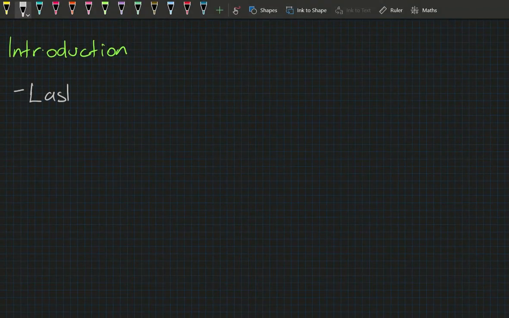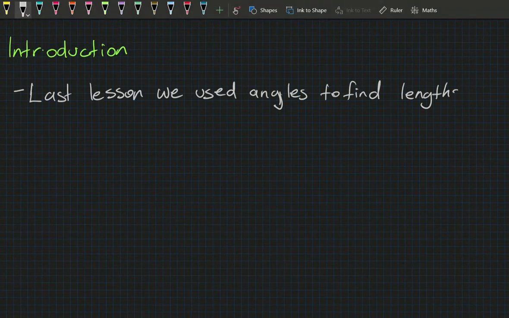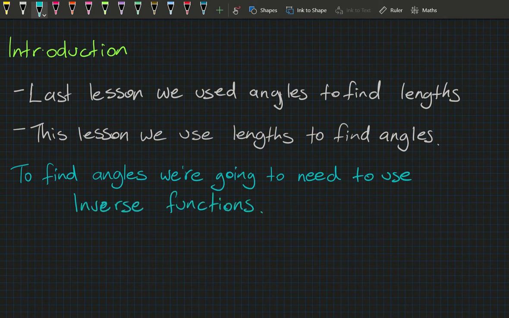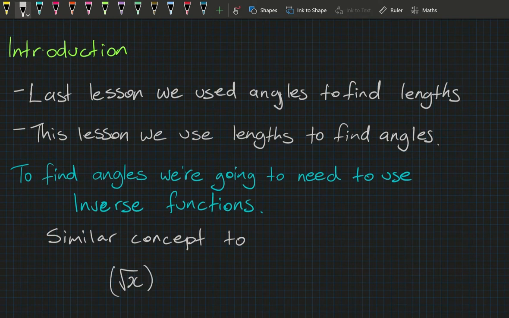In the last lesson, we used angles to find lengths. But in this lesson, we're going to use lengths to find angles. To find angles, we're going to need to use inverse functions. This is a similar concept to how the operation of squaring undoes a square root, and how the operation of a square root undoes squaring.